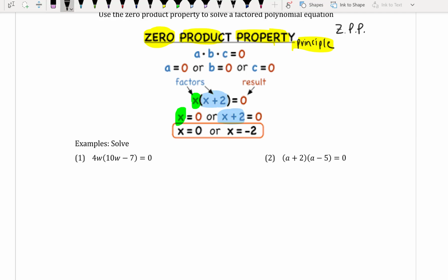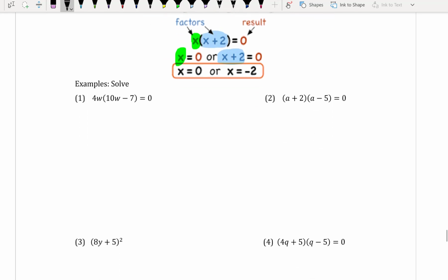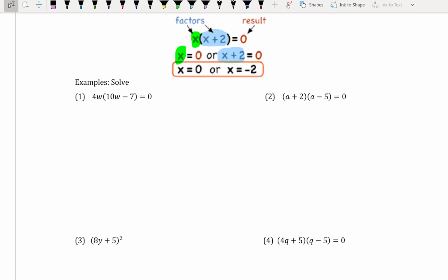So for example, we have number 1, 4w times 10w minus 7 is equal to 0. So we're going to set each thing here equal to 0. So we have our 4w. So let's say 4w is equal to 0. To get w by itself, let's divide by 4. So we're going to get that w is equal to 0.